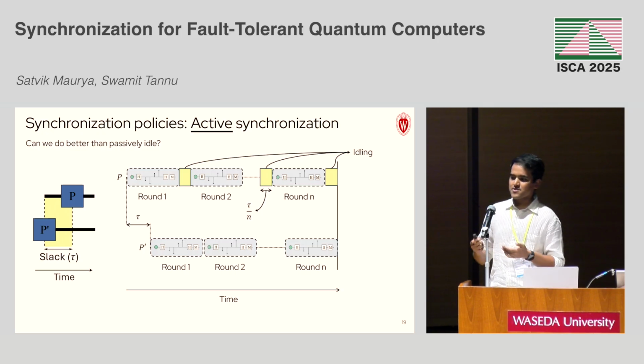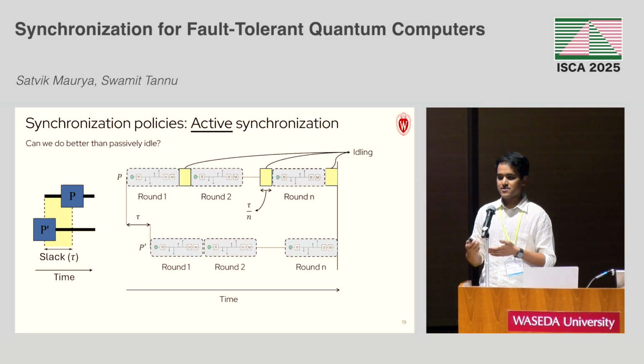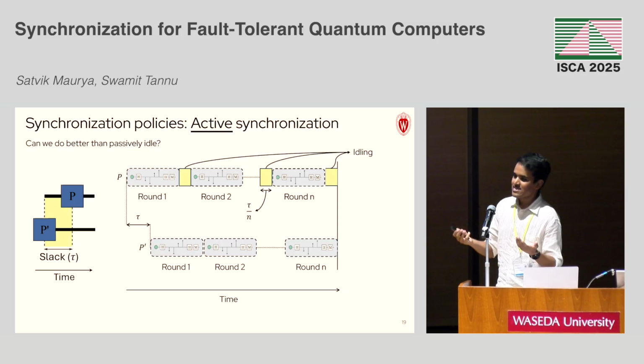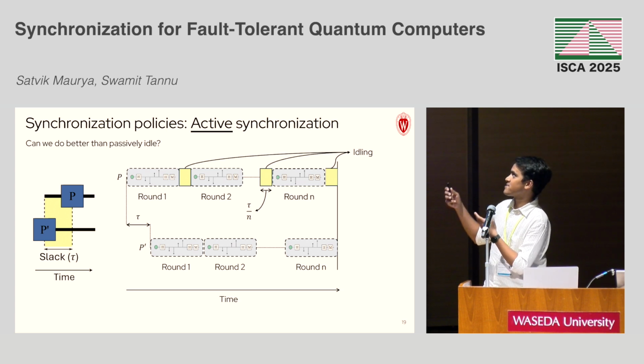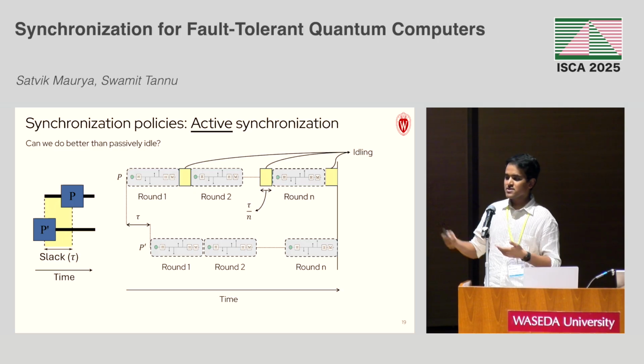Now, what we've done here is we've reduced the idling period by a factor of n. The total idling duration is still the same, but the key insight here is that by making every idle period smaller, and by distributing it among multiple rounds, you can actually reduce the impact of idling errors that will come up during the synchronization process.